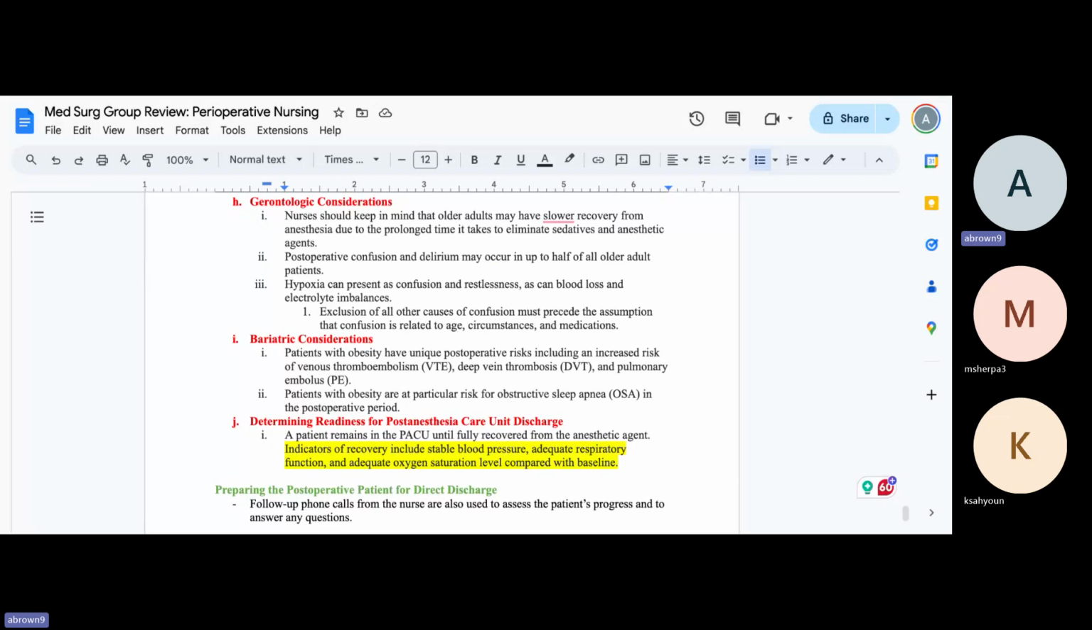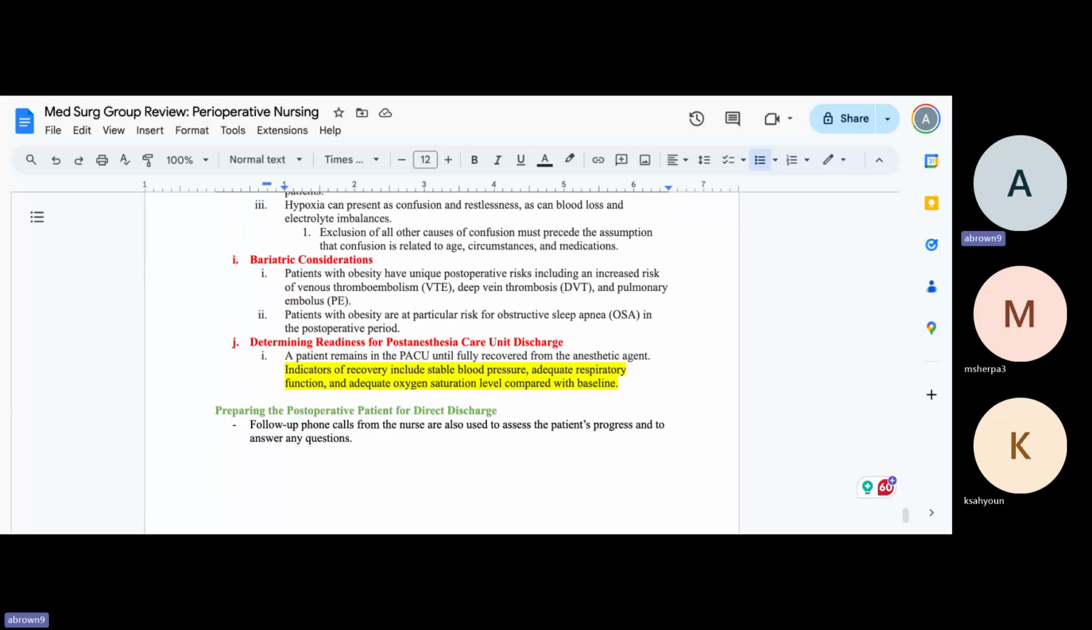Postoperative confusion and delirium may occur in up to half of all older adult patients. Hypoxia can present as confusion and restlessness, as can blood loss and electrolyte imbalances. Exclusion of all other causes of confusion must precede the assumption that confusion is related to age, circumstances, and medications. So you can't just assume that they're confused because they're aged. You just want to investigate a little bit, make sure that they're breathing fine, that their oxygen saturation is normal, that there's no hypoxia or anything like that.